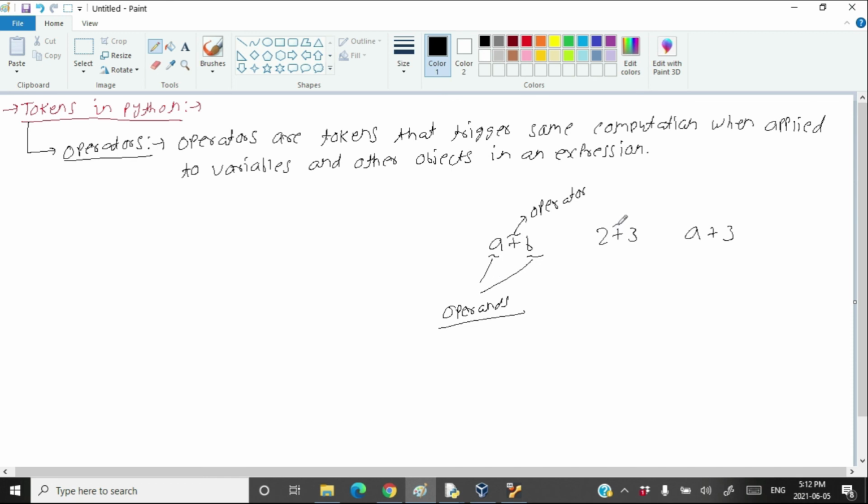Okay, this operator is applied to these two operands, then the whole thing performs the operation. This operator is applied to these two operands and the whole thing performs the operation. So variables and constants to which the computation is applied are called operands, as we have seen. An operator requires some operands to work upon. The plus operator requires at least two operands to work upon, because the plus operator can add two numbers.